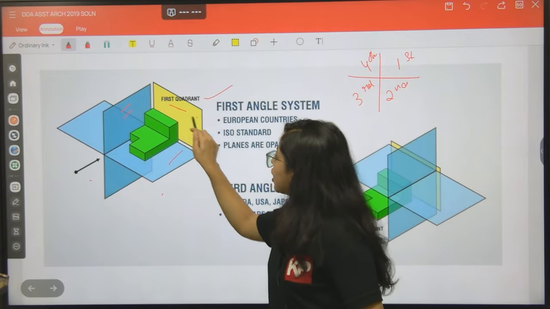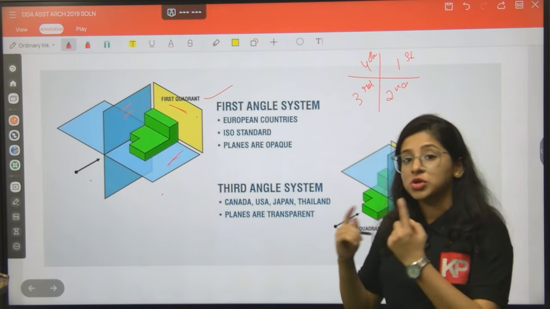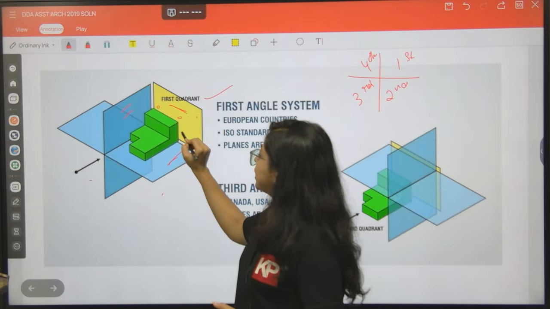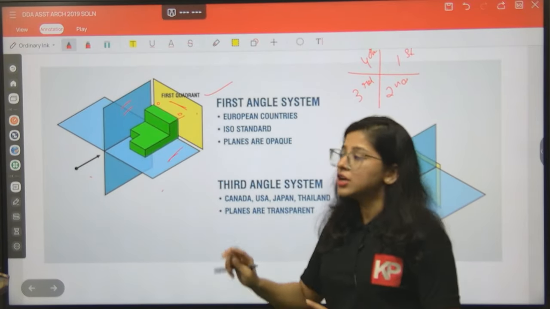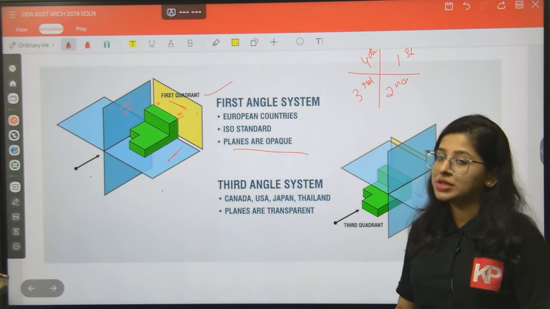So these planes are opaque. Only when it is opaque, you'll be able to see this image properly. You'll be able to project this image. Whenever you project an object, you project it on the planes only, right? And then you can project the image of this object on the planes. So you assume that the planes are opaque. So in the 1st angle system, you always assume planes are opaque.